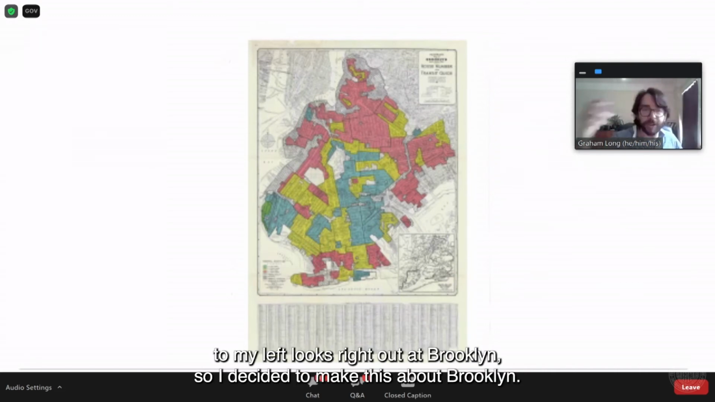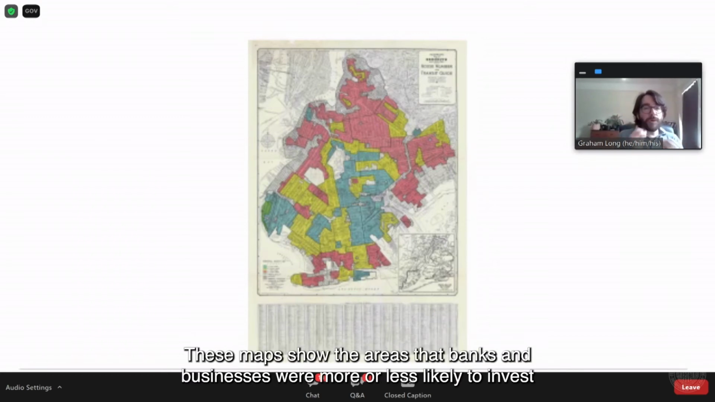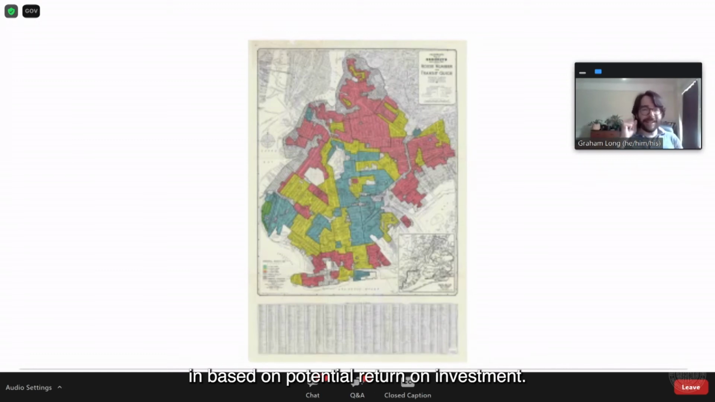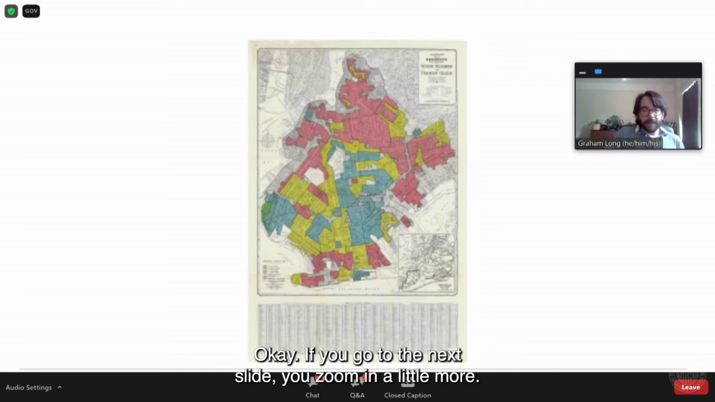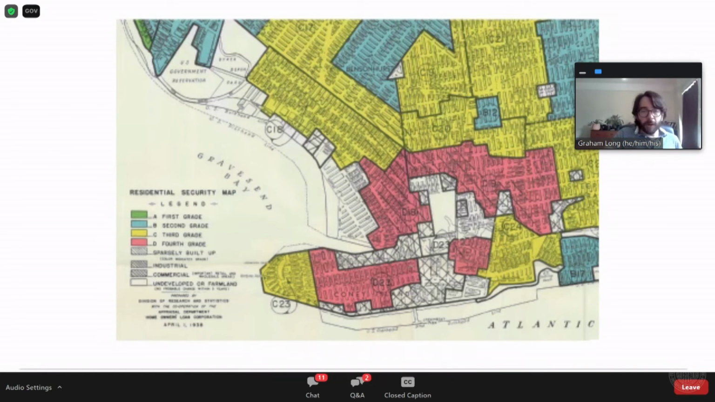Okay, so I just pulled the one from Brooklyn because the window right here to my left looks right out at Brooklyn. So I decided to make this about Brooklyn. So again, green means go, yellow means caution, red means stop. These maps showed the areas that banks and businesses were more or less likely to invest in based on potential return on investment. Okay. If you go to the next slide, you zoom in a little more, right?